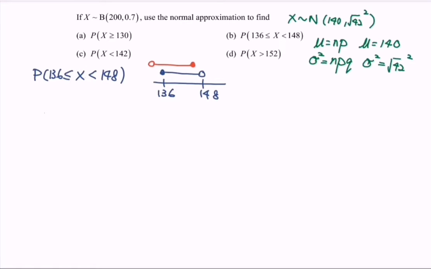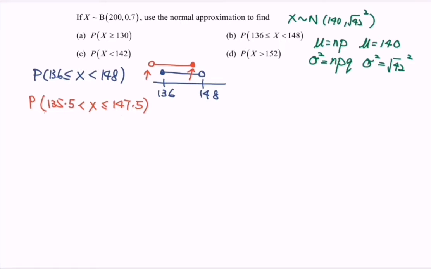So remember, for this part we have to minus 0.5. Same goes to this part, we have to minus 0.5. So the probability will be x greater than 135.5, because of minus 0.5. Next, we have the filled circle at 147.5, again also minus 0.5. So that is the first step, continuity correction.